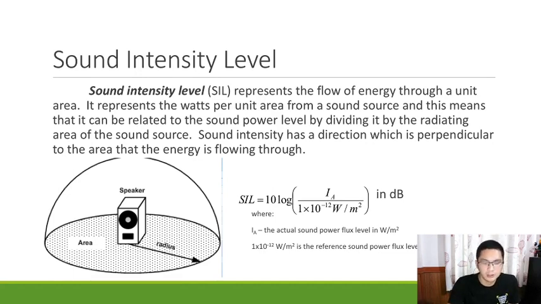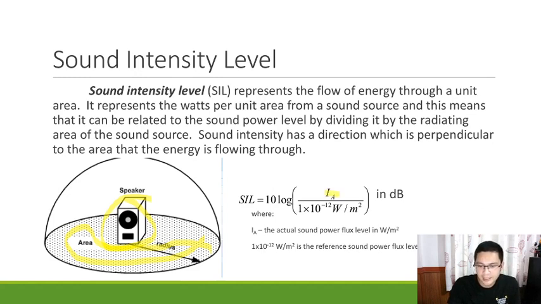So, tingnan nyo to. In this image, makikita nyo, di ba, ito yung speaker natin. And then, from that source, meron siyang area kung saan yung sound wave na yon ay magta-travel. So, ang tawag natin doon is the sound intensity level. Simple lang naman yung formula niya. SIL natin is equal to 10 log I over A over 1 times 10 to the negative 12 watts per meter squared. This is in dB.